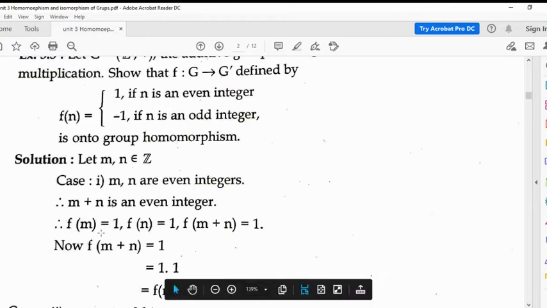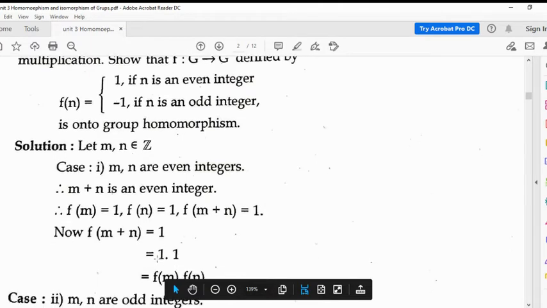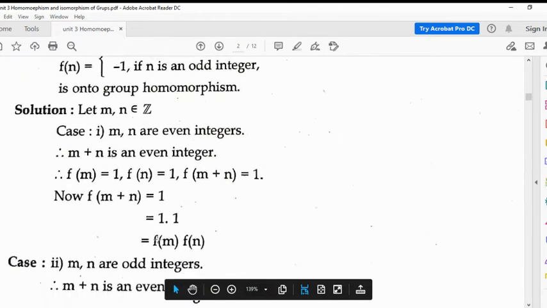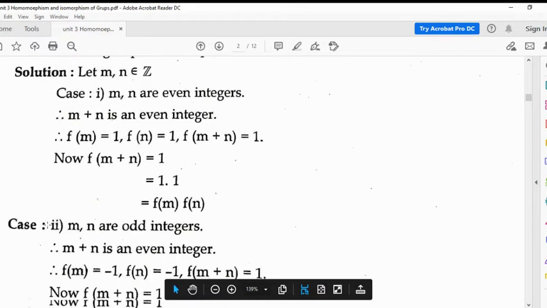So m is even, so f of m is equal to 1, f of n is equal to 1. So f of m plus n is 1 because m plus n is again even. 1 can be written as 1 into 1, which is f of m into f of n. So f of m plus n can be written as f of m into f of n. So by definition, f is a group homomorphism in this case.